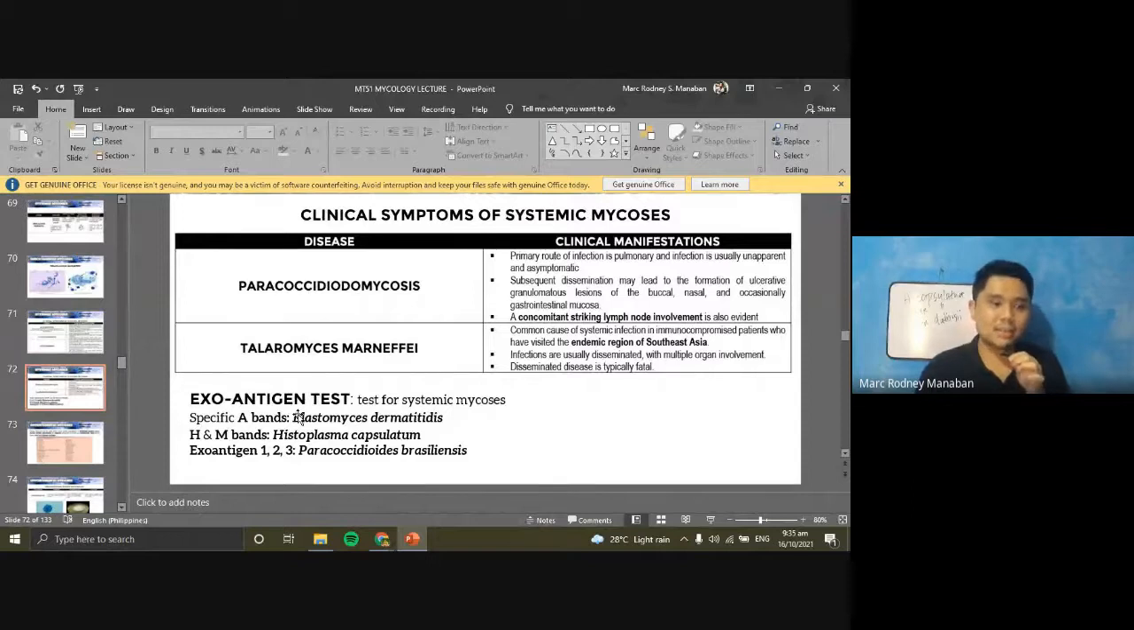Again, it starts in the lungs because they are primarily inhaled from the environment, the conidia of the mold, and then from there it becomes the yeast inside the body and then causes the infection.